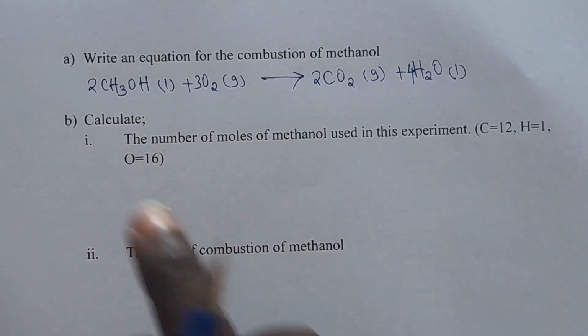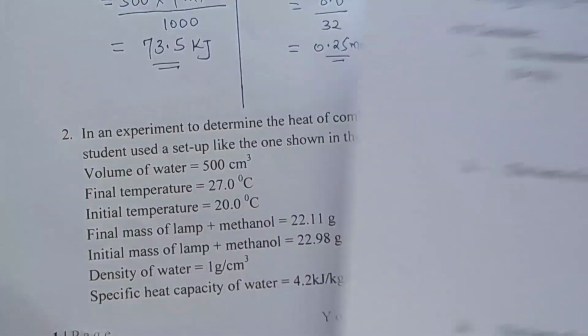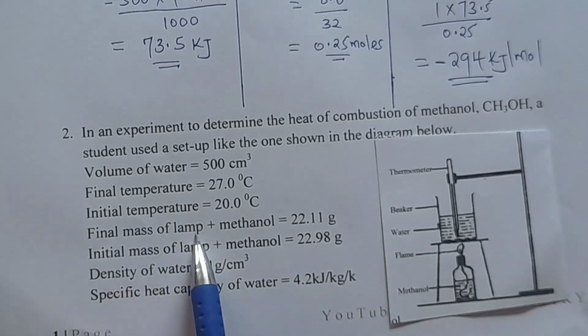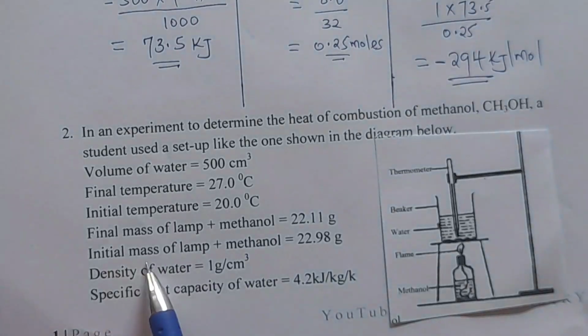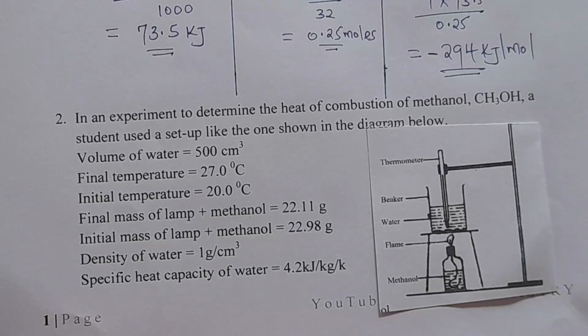Next, we are told to calculate from here the number of moles of methanol used in this experiment. If we want to get the number of moles, we have to get first of all the mass of methanol. And check here, we are having the final mass of lamp plus methanol to be 22.11 gram, and the initial mass of lamp plus methanol is 22.98. So first of all, we have to get the mass of methanol.